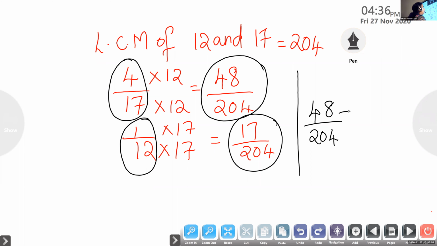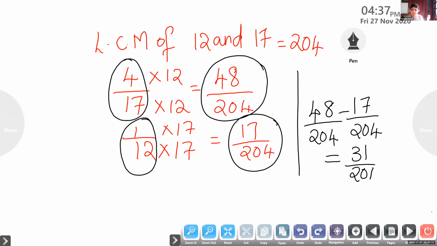All the children find out alone. Okay, so children be quiet. Let them find, otherwise they will not find. So 48 by 204 minus 17 by 204. So it is 31 by 204. So this is the answer. This is the part left with Rishi.